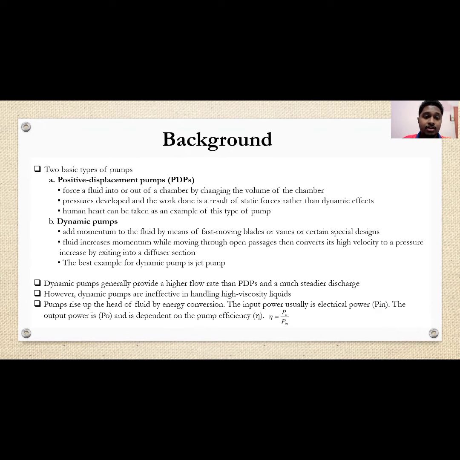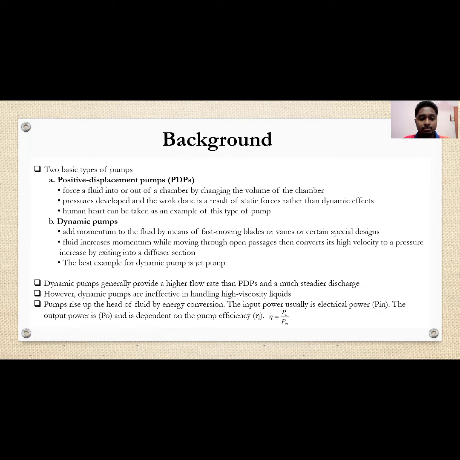First is the positive displacement pumps, which force a fluid into or out of a chamber by changing the volume of the chamber. The pressure develops and the work done is a result of static forces rather than dynamic effects. The human heart can be taken as an example of this type of pump.